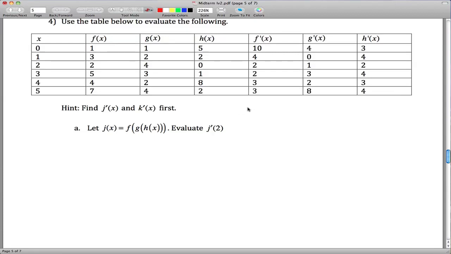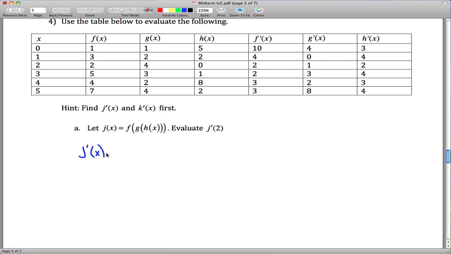Alright, green test, problem 4, the table problem. There's one kind of like this on the homework, so hopefully you spent some time making sure you understood that guy. But what we've got to do is find, here's j of x, this big composition here, and what we want is j prime of 2. And if you follow the hint, it says first find j prime of x.